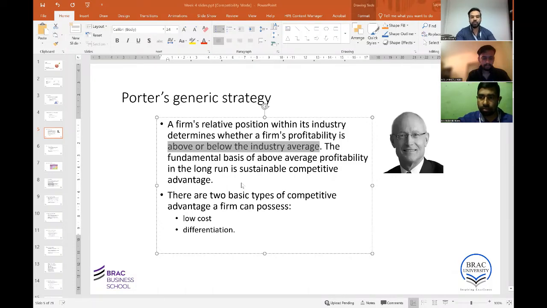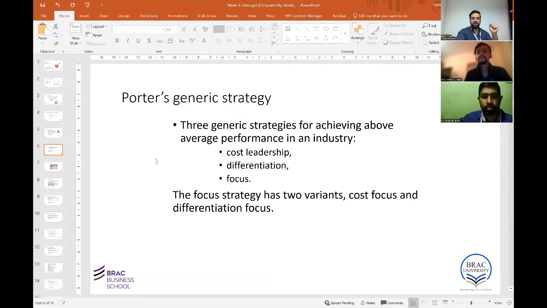There are two basic types of competitive advantage a firm can possess: low cost or differentiation. Michael Porter says that if a firm aims to get its profitability above the industry average, the firm needs one of two types of strategy: either being a low cost provider, so their products are at low cost, or having significant differentiation from their competitors. That's what would determine to what extent they're able to achieve competitive advantage. I'll explain that to you. When you see the theory, you will understand.